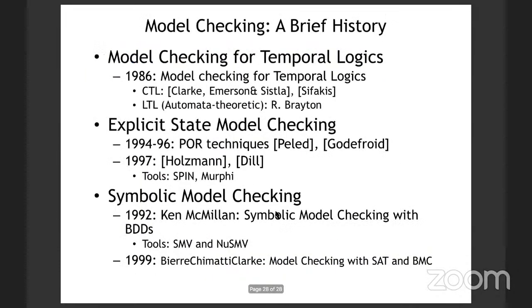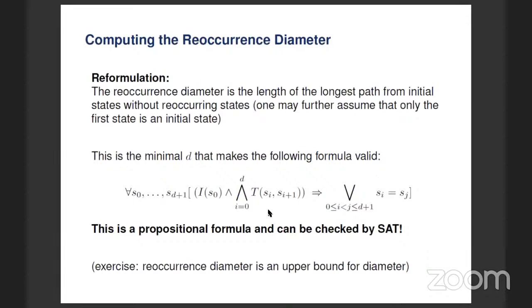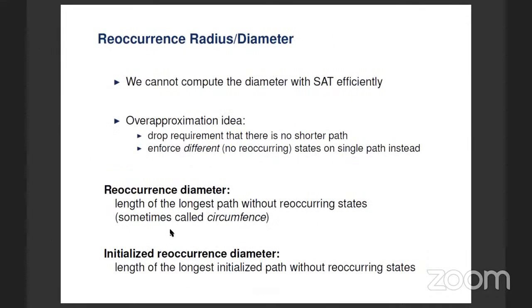Okay. Now the reoccurrence diameter is then a completeness threshold for simple liveness. And the initialized reoccurrence diameter is the length of the longest initial path from any of the initial states without reoccurrence of a state. So for a simple liveness property, the initialized reoccurrence diameter is a completeness threshold. Now, the initialized reoccurrence diameter is also a bound for safety property.